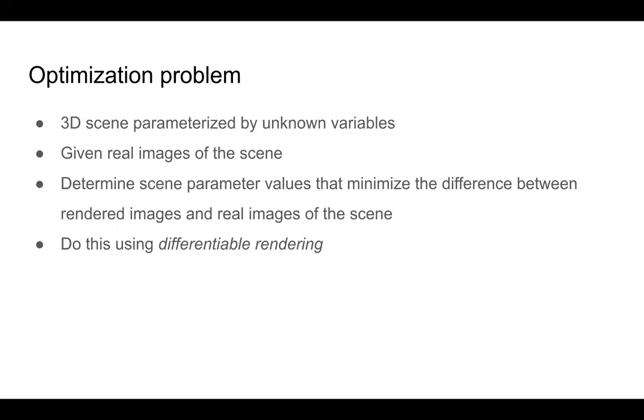To do this optimization, we can use a differentiable renderer, which estimates the gradients of the image with respect to the scene parameters, and then uses these gradients to update the values of the scene parameters.